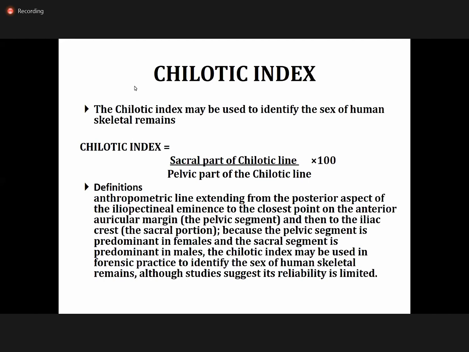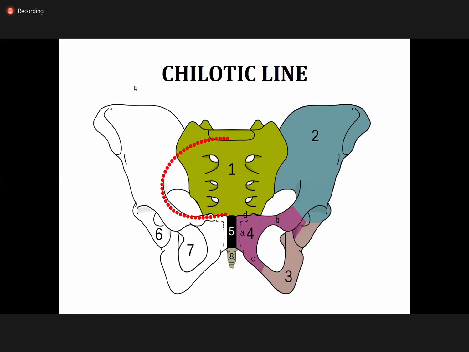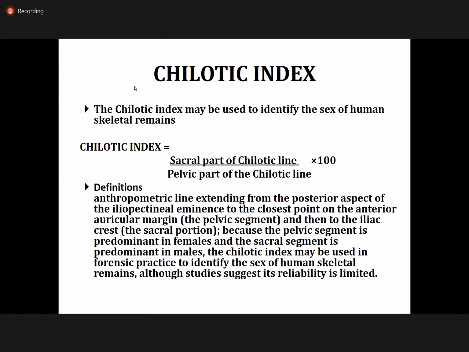Although, you can see, it raises a reliability matter, because it is very difficult to measure along these lines even if you have a pelvis. You have to make measurements, and the forensic expert has to measure it. The reliability is of limited value, but it is an index, so we have to use it where possible.